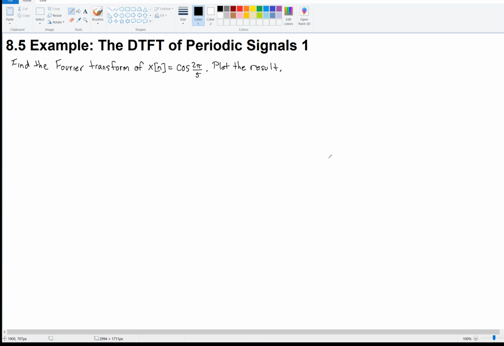All right, we are looking at an example here of how we can calculate the discrete time Fourier transform for a periodic signal. So we're going to find the Fourier transform of x[n] equals cosine of 2 pi over 5 times n, and plot the result. Now, the first thing you need to ask yourself is, is the signal periodic?